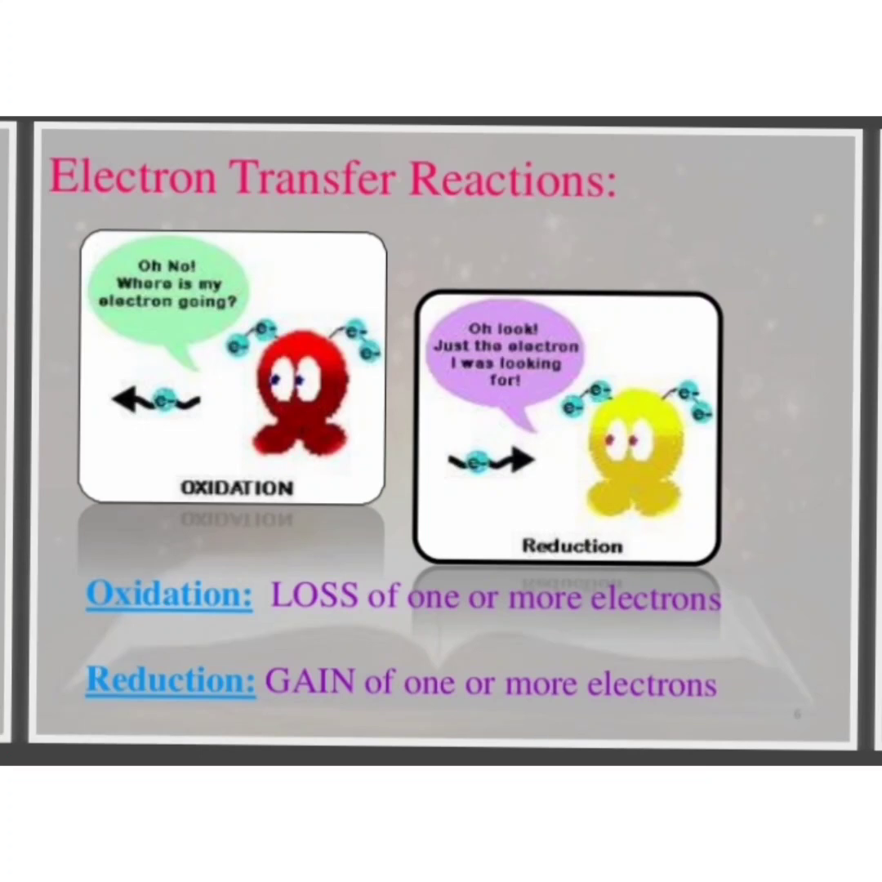And reduction is the process of gaining one or more electrons, such as in oxygen or chlorine. They can gain an extra electron in their valence shell so that they can complete their octet.